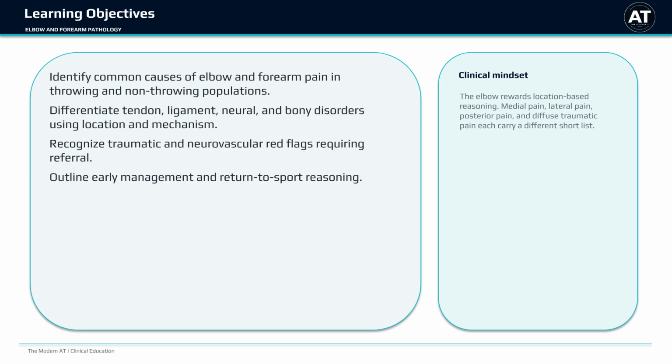The main clinical mindset is location-based reasoning. Medial pain in a pitcher raises concern for UCL stress, flexor-pronator overload, or ulnar nerve symptoms. Lateral pain with gripping often suggests lateral epicondylalgia. Posterior swelling points toward the olecranon region. Diffuse pain after trauma, especially with deformity or motion loss, requires a lower threshold for referral.